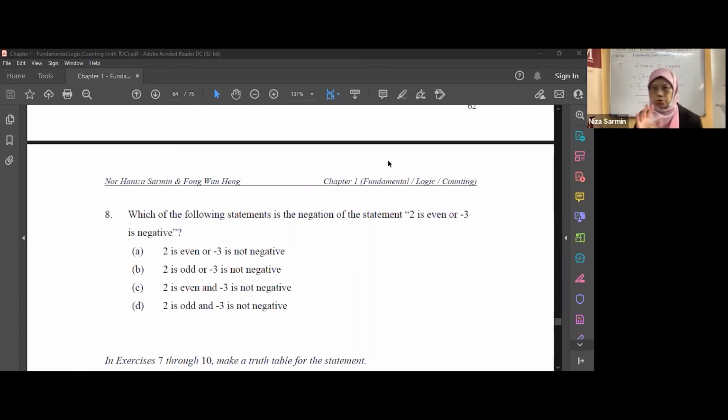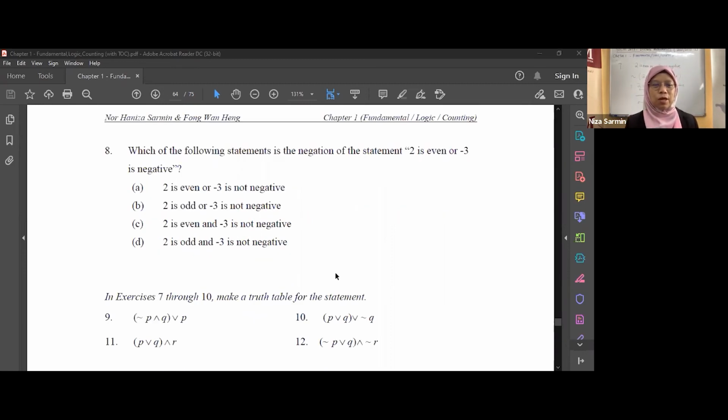So make sure when you write the negation, the opposite of positive is not negative, but the opposite of even is odd, because a number, if it's not even, is odd. That's the opposite, including 0. 0 is even. All right, so I already gave the answer. Go next.